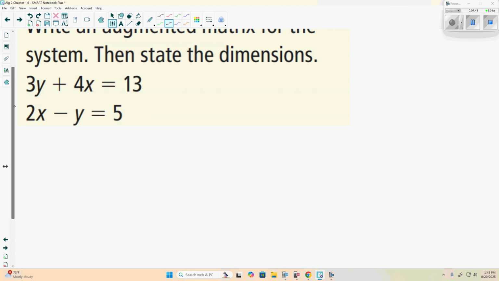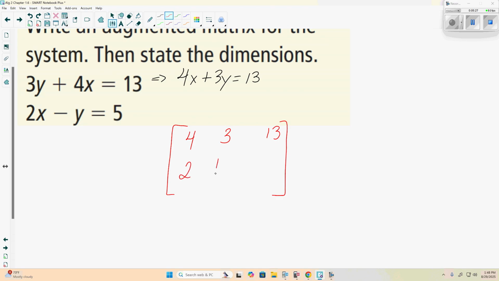Let's look at this one here. 3y plus 4x equals 13, and 2x minus y equals 5. So the top one, we do have to switch the x and y, giving us 4x plus 3y equals 13. The second equation, 2x minus y equals 5, is fine as is. So what would be our numbers for the first row? 4, 3, 13. Second row, 2, negative 1, 5. Yes, because we take the sign with it.